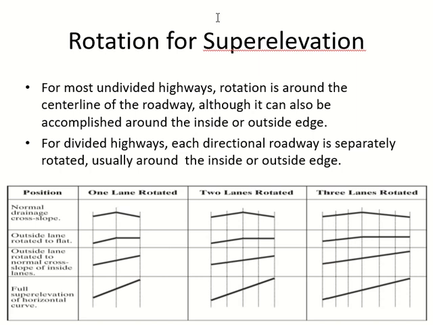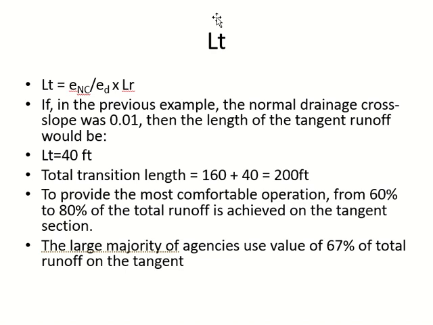To calculate this one, as you can see in the equation, I need normal slope, superelevation, and LR, the one which we just calculated. So to calculate the first part, I need the second part. In the previous example, my superelevation ET is 4%, normal slope is let's say 1%, and LR we calculated to be 160 feet. If we put these values, we get 40 feet as the first part. So first part 40, second part 160, total 200. To go from normal to full superelevation, I need a total transition length of 200.